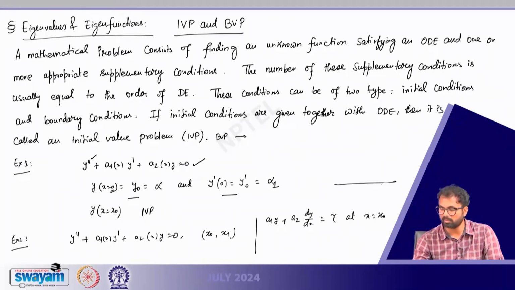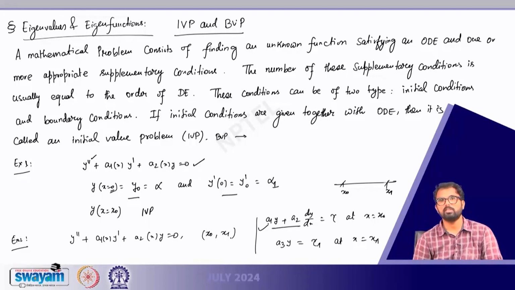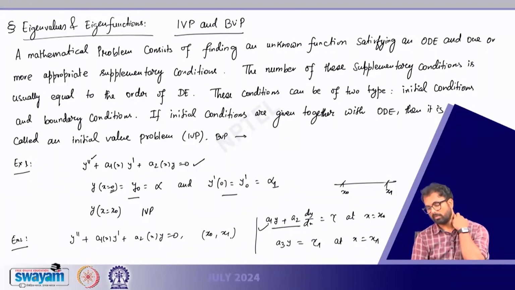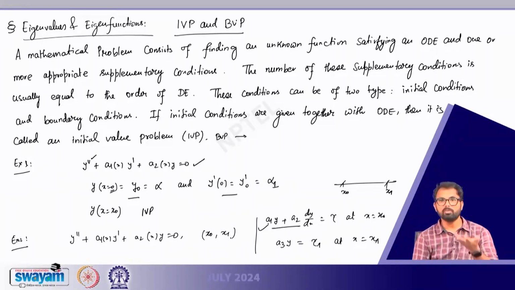So, if this is the interval x0 and x1, then these are the boundary points x0 and x1. So, at x0 we have this condition, and at x1 I can have a3 y equals gamma 1 at x equals x1. So, if you have this type of boundary condition, then in that case we call it Robin boundary condition, right.